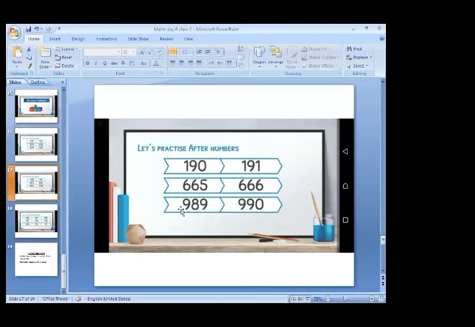Now see in the third box, here the number given is 989. So first thing, which number comes after 89? 90 comes. So you will write here 990.